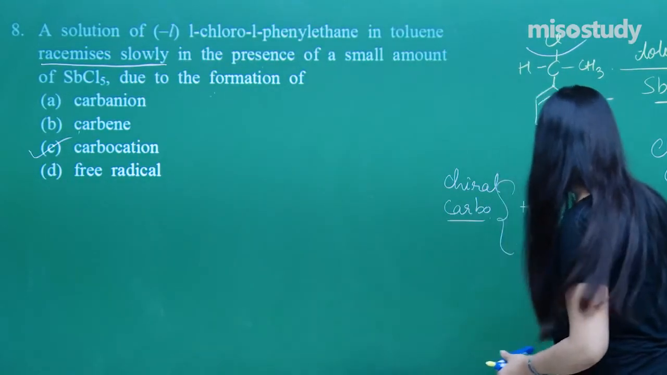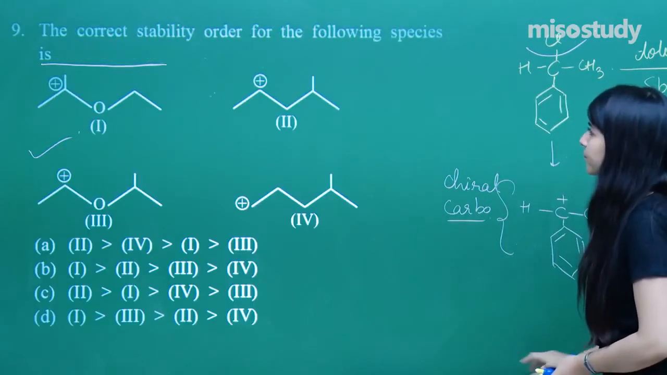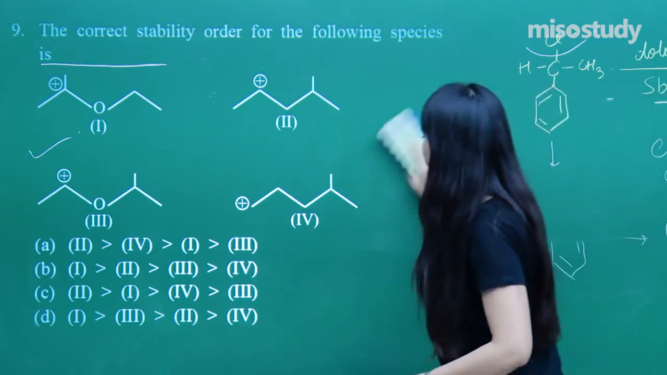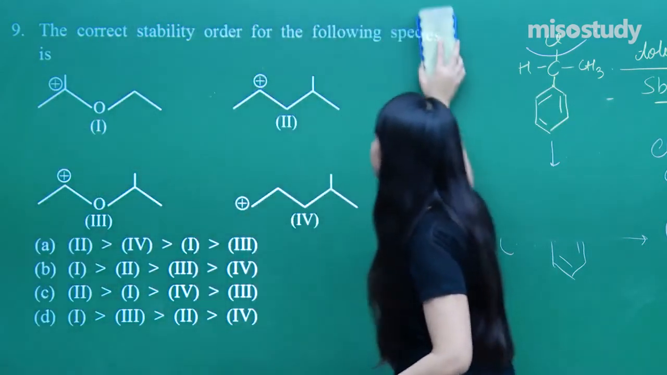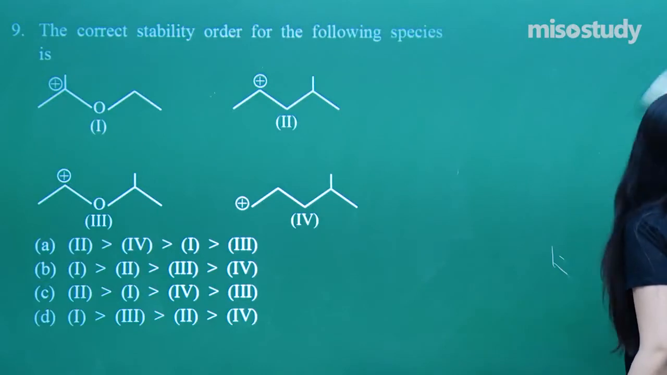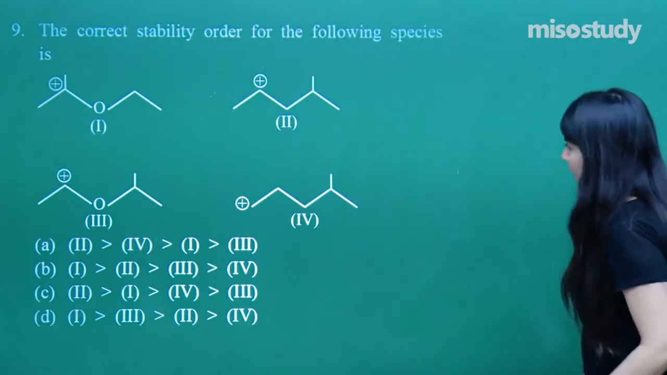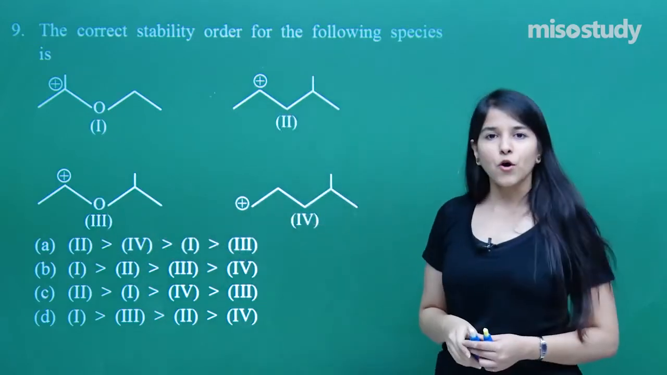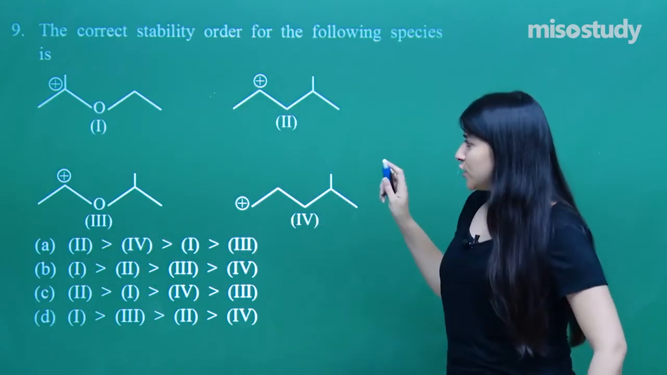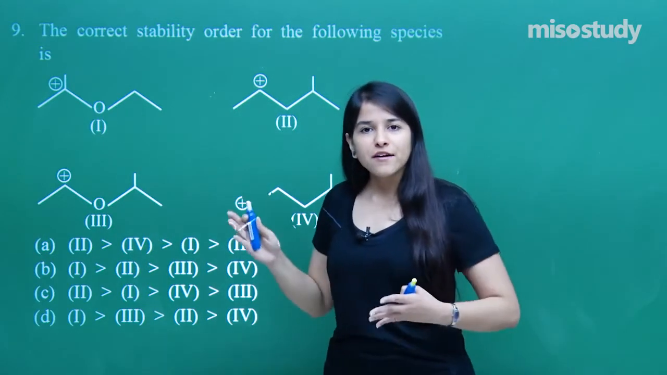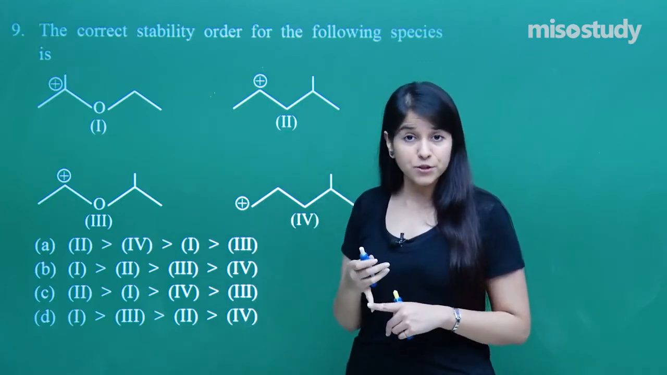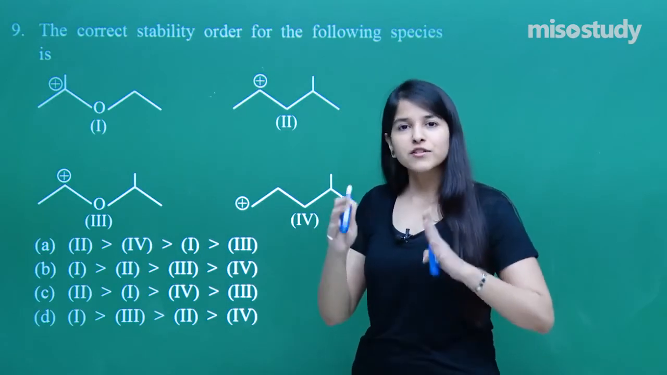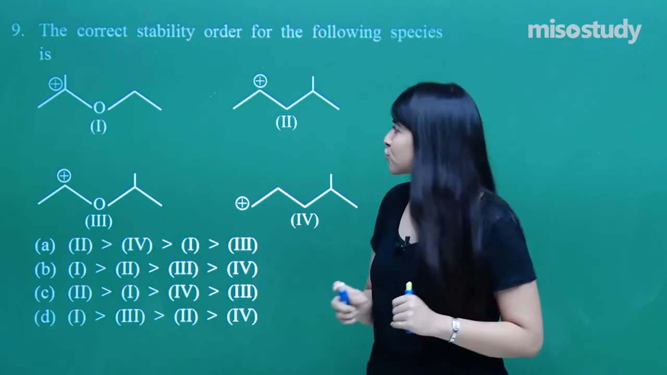Now let's move on to another one. What do I have? Again a pretty easy question. Order of the stability of the species again. So I need to stabilize the carbocations. Try to analyze the options a bit. First of all, I would like to check whether the carbocation is primary, secondary or tertiary. So that is our first approach.